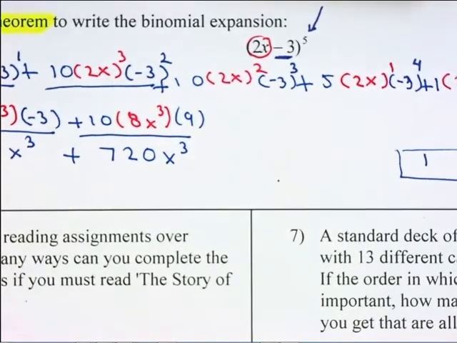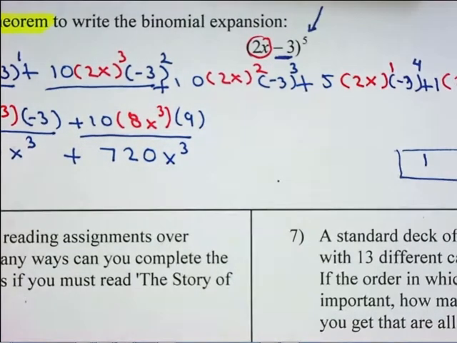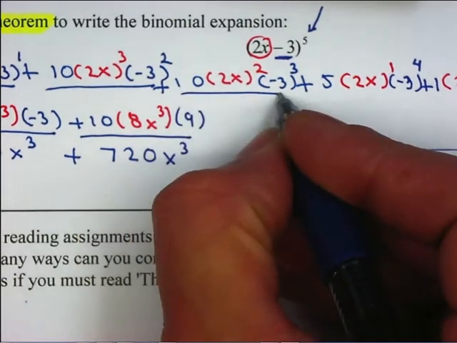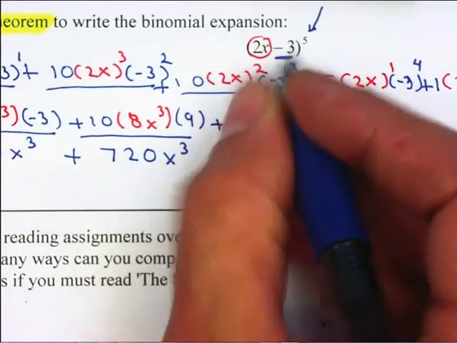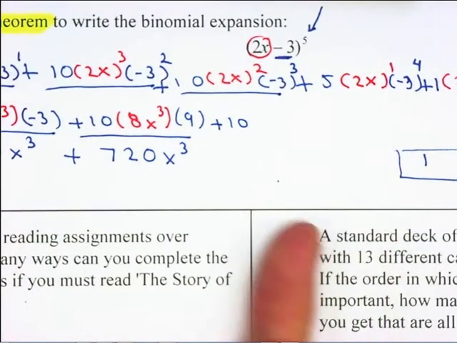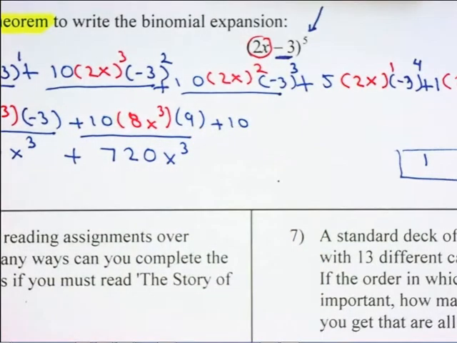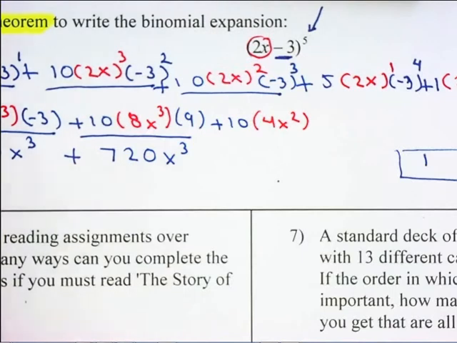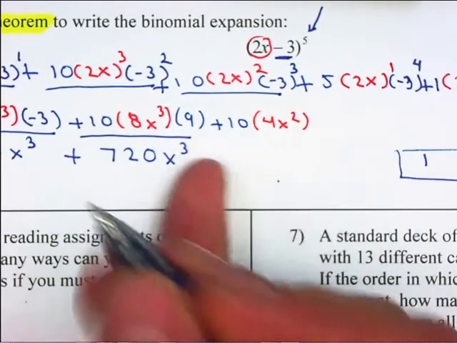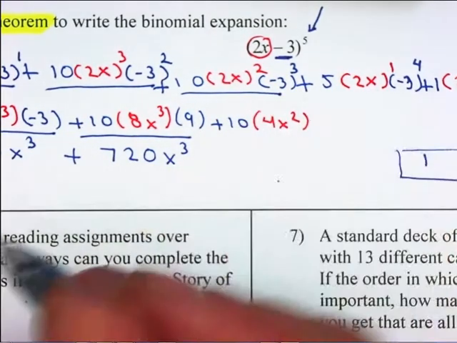Now let's continue to the next terms. I'll simplify this out. That's a 10, so positive 10. 2x to the second power will be 2x times 2x, which will be 4x to the second. And negative 3 to the third power will be negative 3 times negative 3 will be 9, times negative 3 will be negative 27.